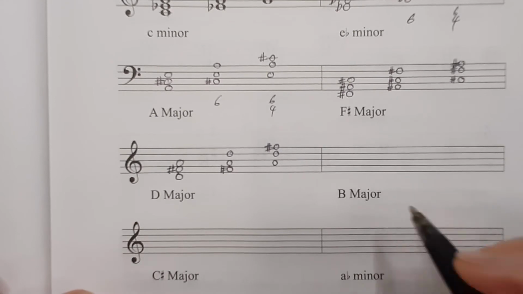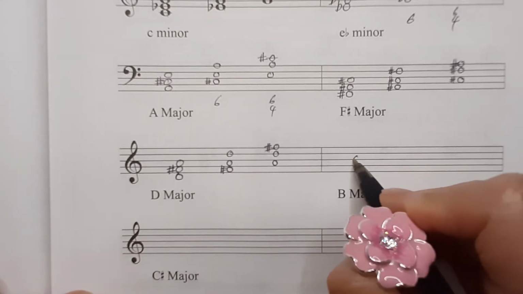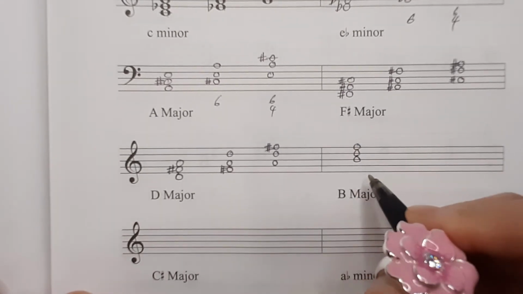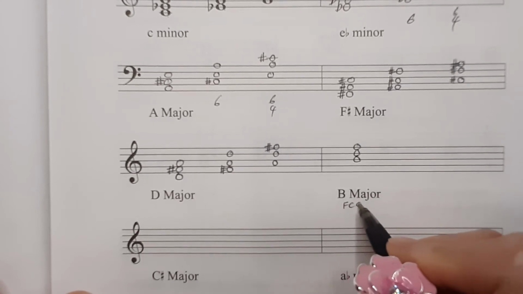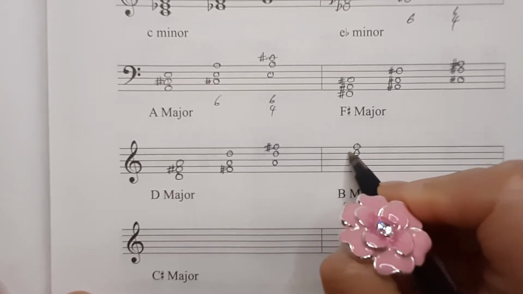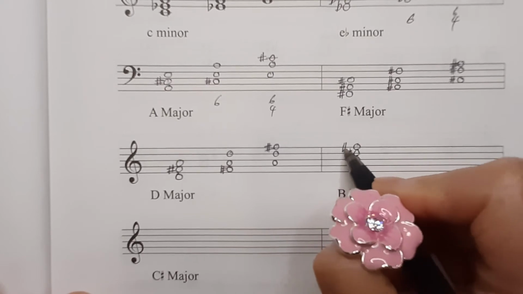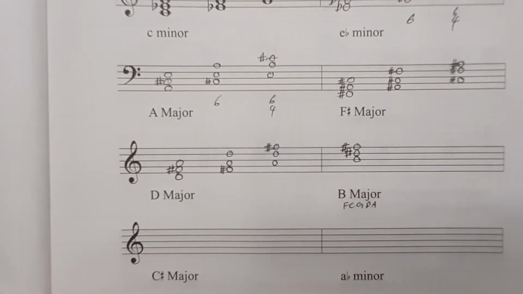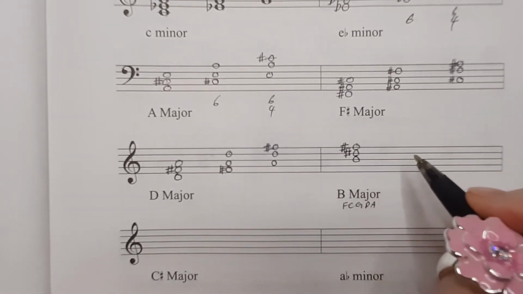Okay, B major, we have B, D, F. In the key of B major, we have F, C, G, D, A sharp, right? So let's go ahead and sharp D and sharp F. Okay, now can we switch this to the first inversion?